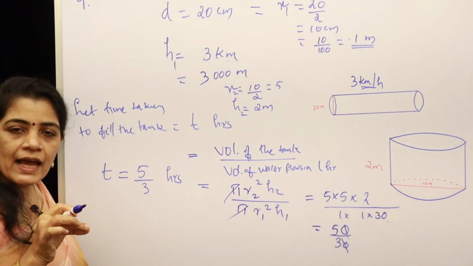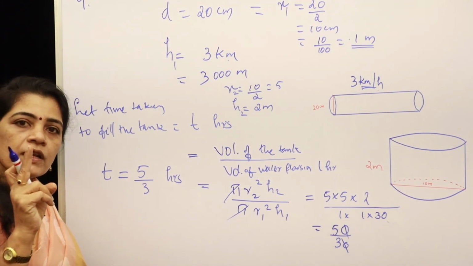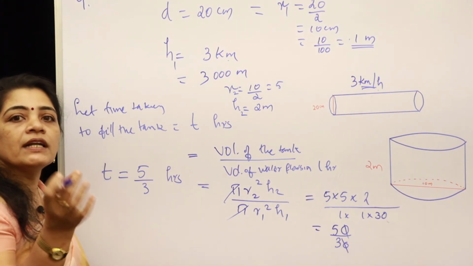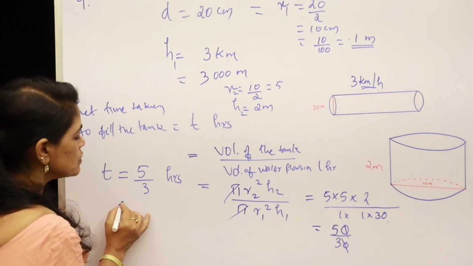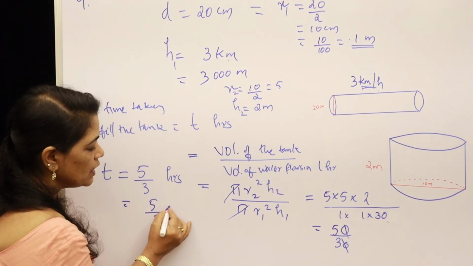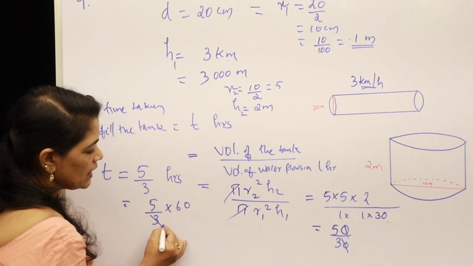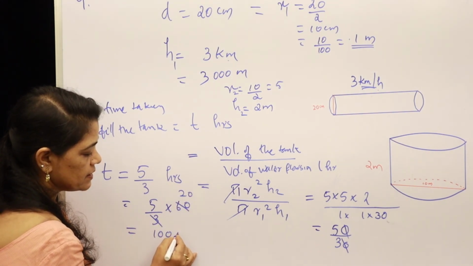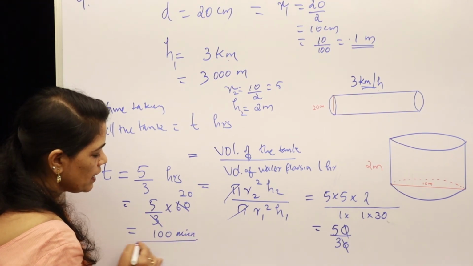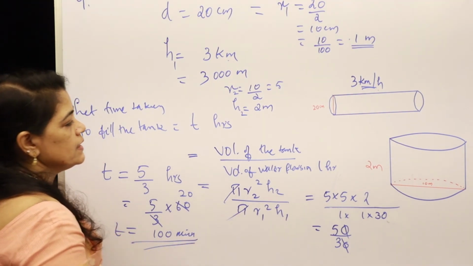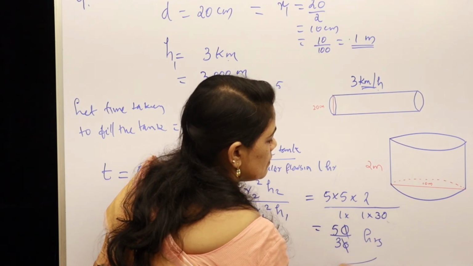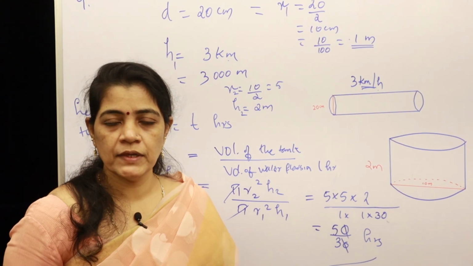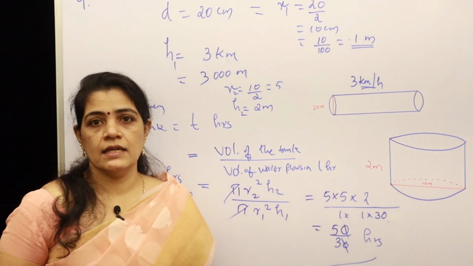In order to get the answer in minutes, 1 hour equals 60 minutes. So whatever the hours, in order to convert into minutes, multiply with 60. So 5 by 3 into 60. 3 in 60, 20 times. So 5 twenties is 100 minutes. This is in minutes, and 5 by 3 in hours. Both are correct. So this is all about the last problem. That means the time taken to fill the tank is 100 minutes.